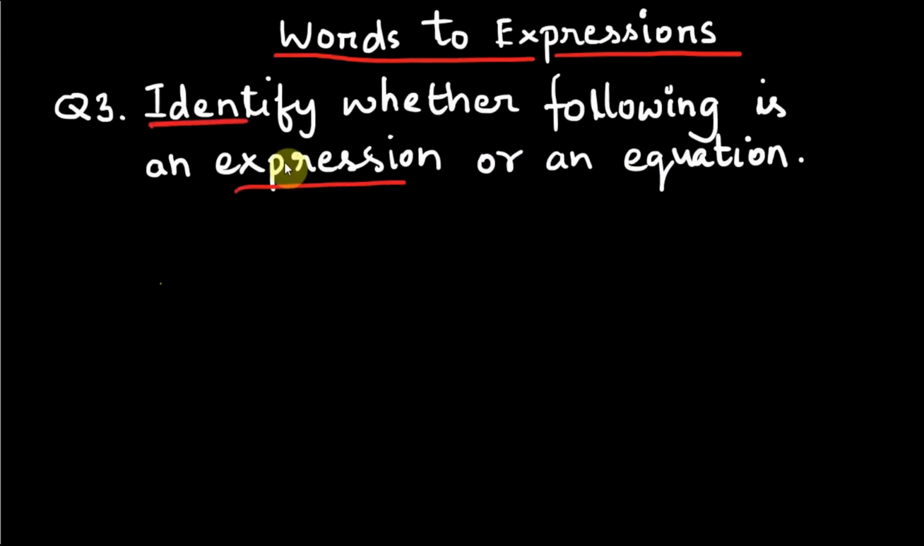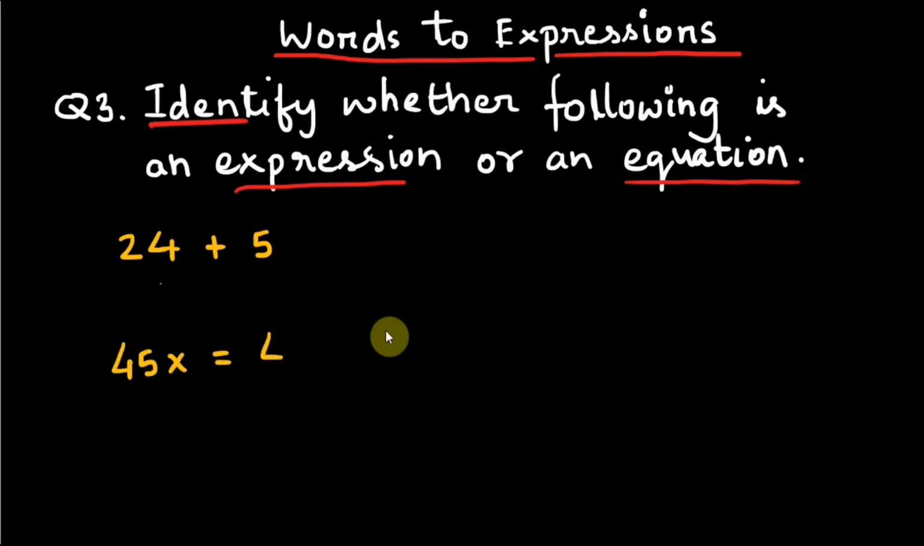Question 3. Identify whether the following is an expression or an equation: 24 plus 5, 45x is equal to 4 plus 2x, 5x minus 3y.